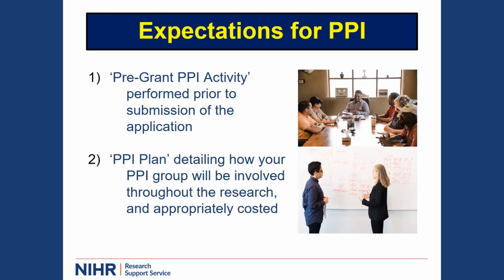So for example, in section 2 of most NIHR applications, there is, why is this important? One of the questions you would ask during your pre-grant activity is, why is this research important to you? You can then use that information and put it into section 2, saying this is what the PPI think of why this is important to undertake.